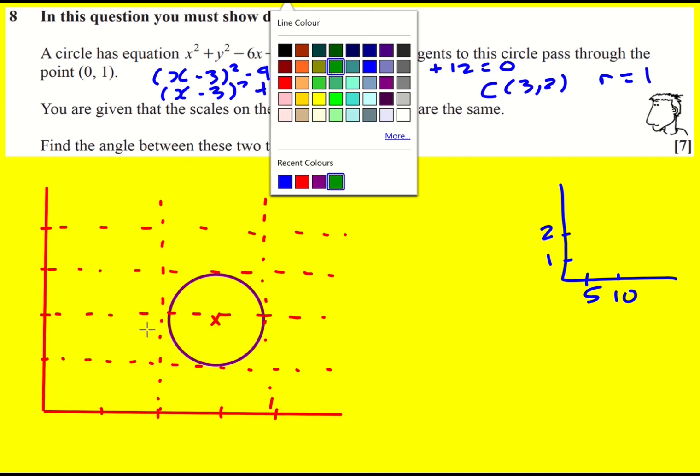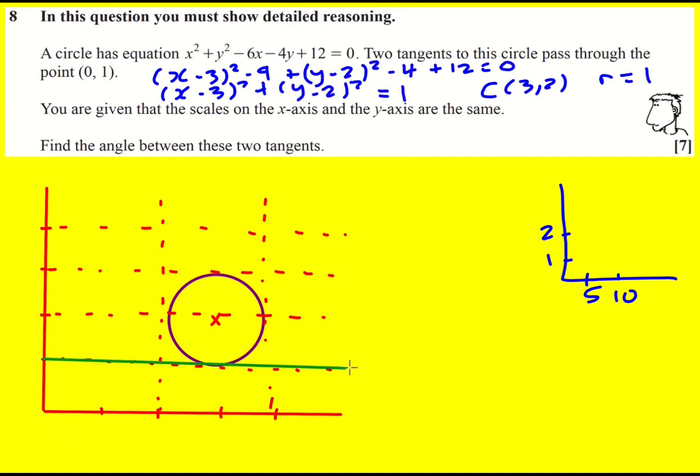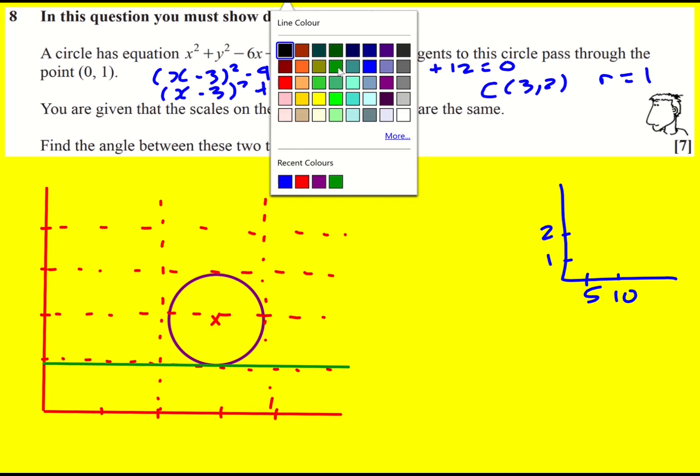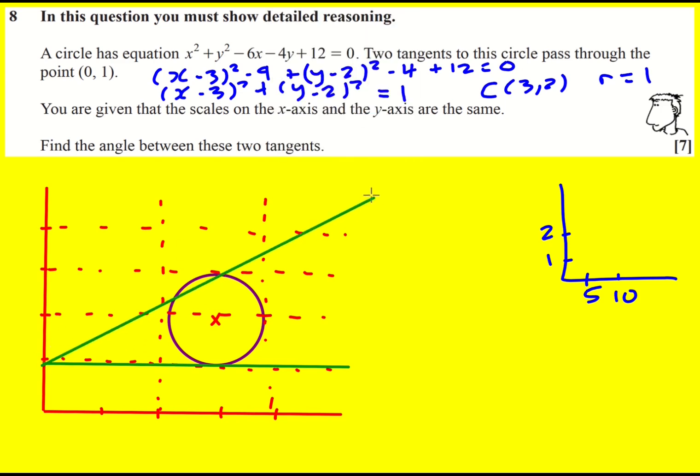Let's get the tangents on. So it's from (0, 1). Actually, this one's just going to be a horizontal line. I might just draw it a little bit below. And then another one like that. Okay, good. Good little setup here.